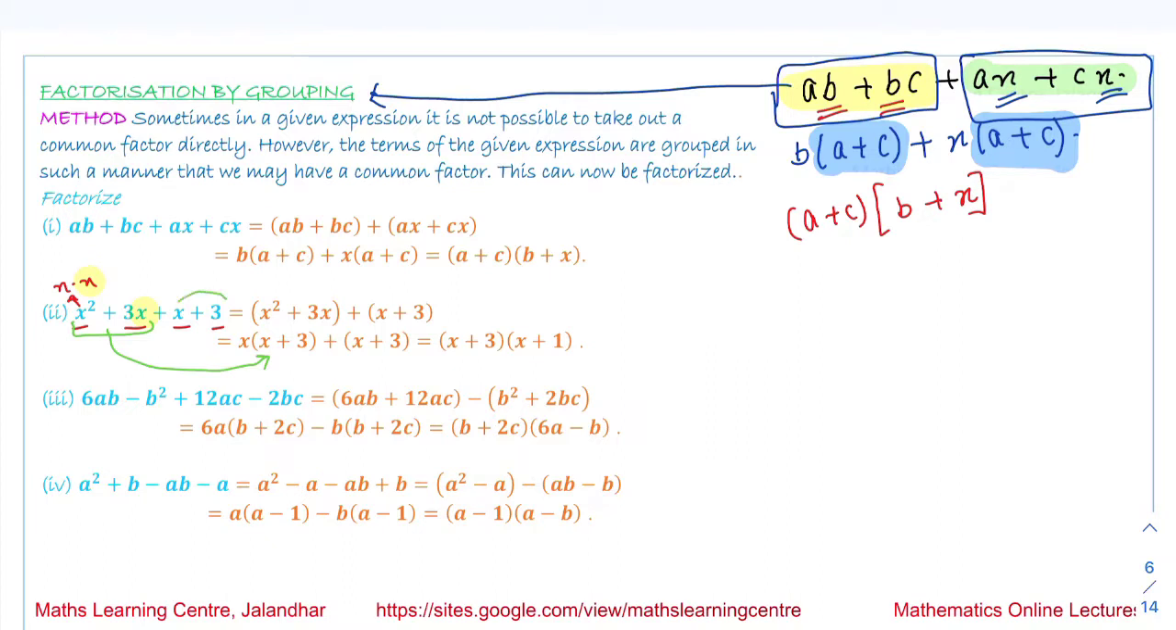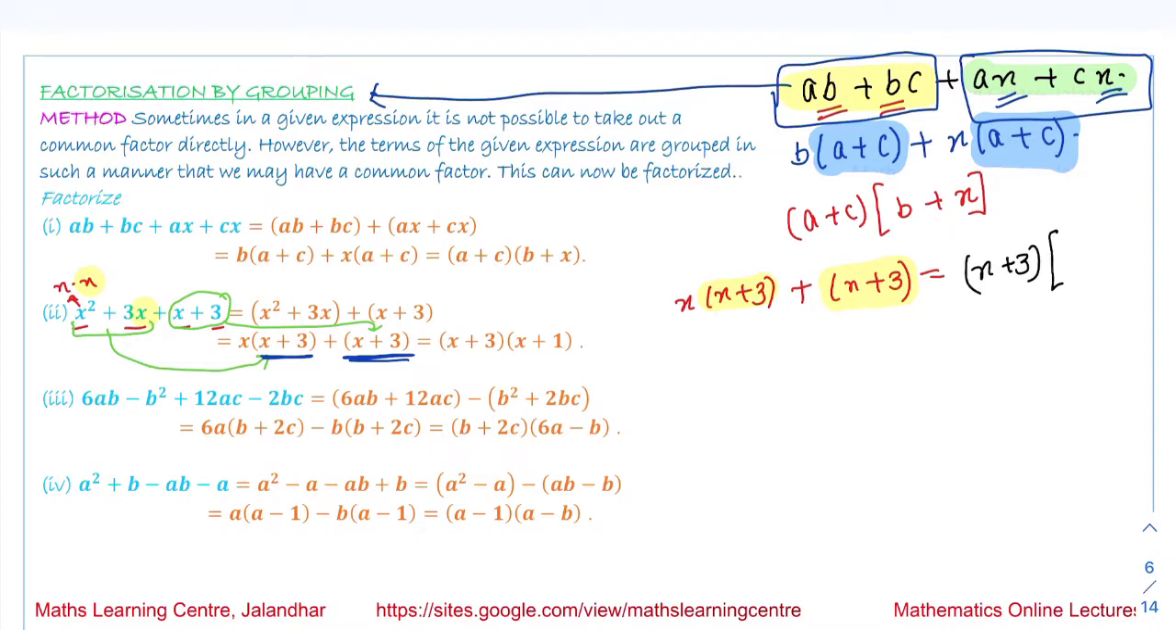Next, these two terms are a group, so we are saying it is x plus 3. Now from these two terms, we are having x plus 3 and x plus 3 is common. So we take x plus 3 common. But the important thing to note over here is we are writing x into x plus 3 plus x plus 3. We have to take x plus 3 as common.